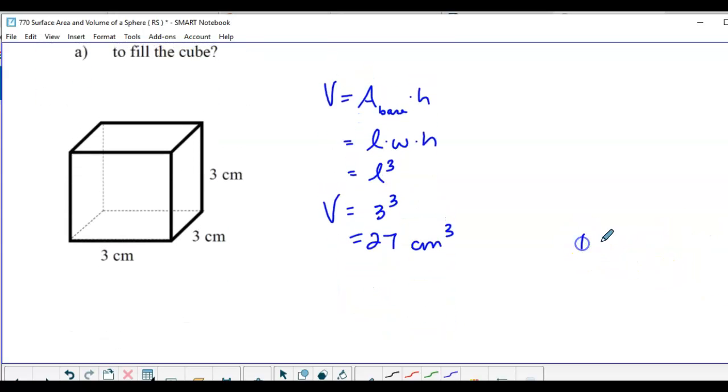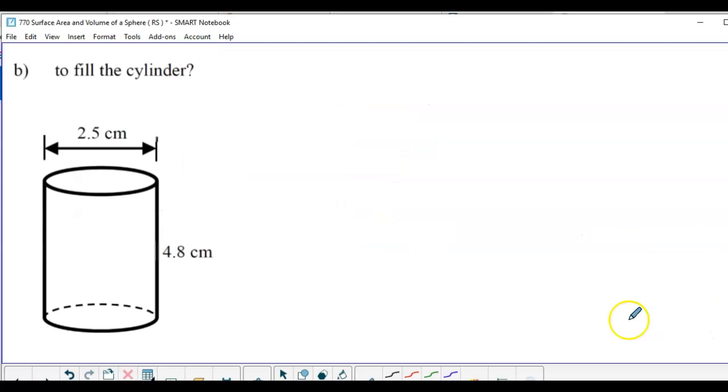And just a fun fact, 1 centimeter cubed equals 1 milliliter. Often when we're dealing with liquids, we fill up with milliliters. So that would take 27 milliliters. Next one is a cylinder. Again, volume, sorry, I started with an A there. Volume is the area of the base times the height. Well, what's the base? It's a circle. So pi r squared times h. That's always going to be the volume of a cylinder.